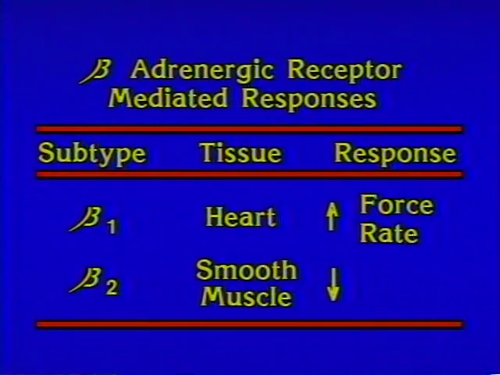The beta-1 subtype of receptors are found in the heart, where they mediate an increase in the force and an increase in the rate of contraction of the myocardium. Beta-2 receptors, on the other hand, are found on smooth muscle preparations, where they decrease the response of smooth muscle to sympathomimetics.